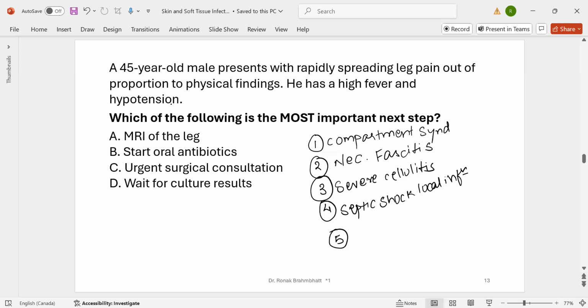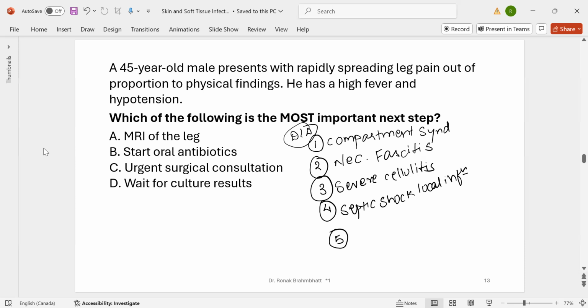So these are the differential diagnoses that you know. Can we for sure say that this is compartment syndrome? Can we for sure say that this is necrotizing fasciitis? Can we for sure say that this is septic shock with local infection and stuff like that? Can we say 100% this is this? No, exactly. We cannot say 100% for sure.